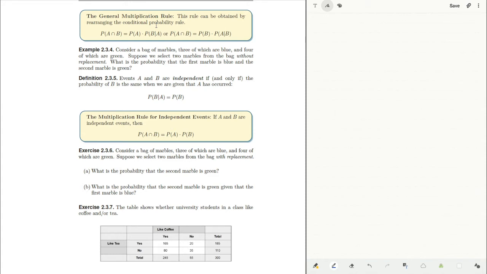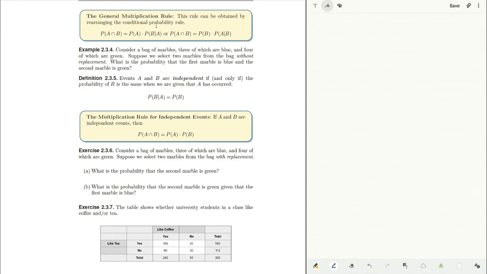So let's take a look at an example. Consider a bag of marbles, 3 of which are blue and 4 of which are green. And suppose we select 2 marbles from the bag without replacement. So this means that once we remove the first marble, we don't place that marble back into the bag. So instead, we select another marble from the bag. So now, what is the probability that the first marble is blue and the second marble is green?